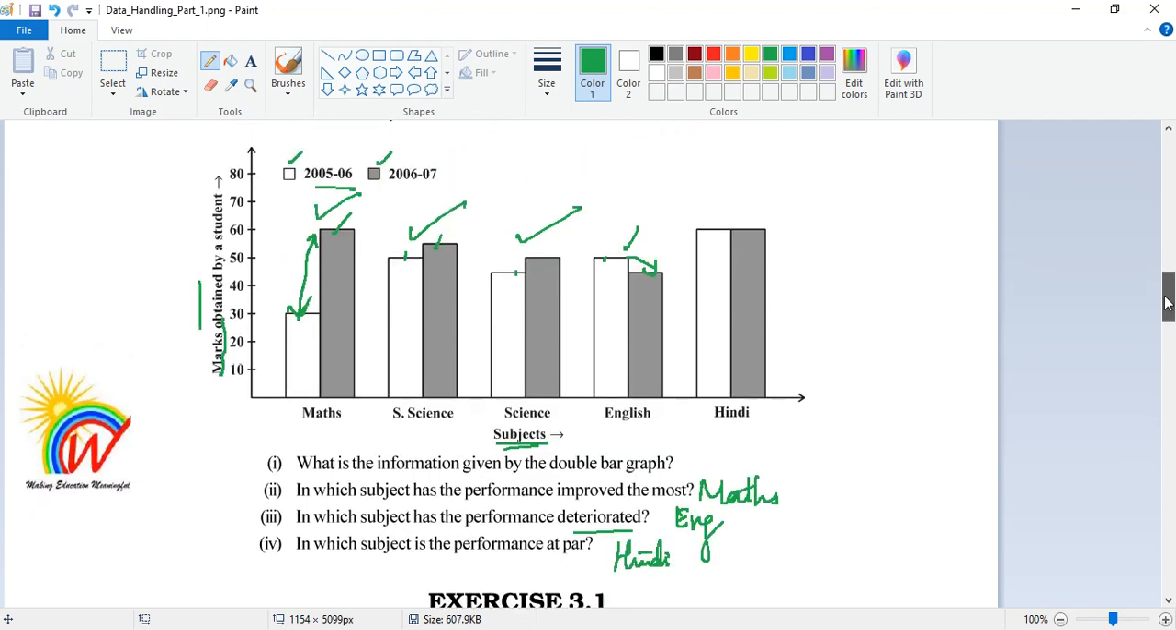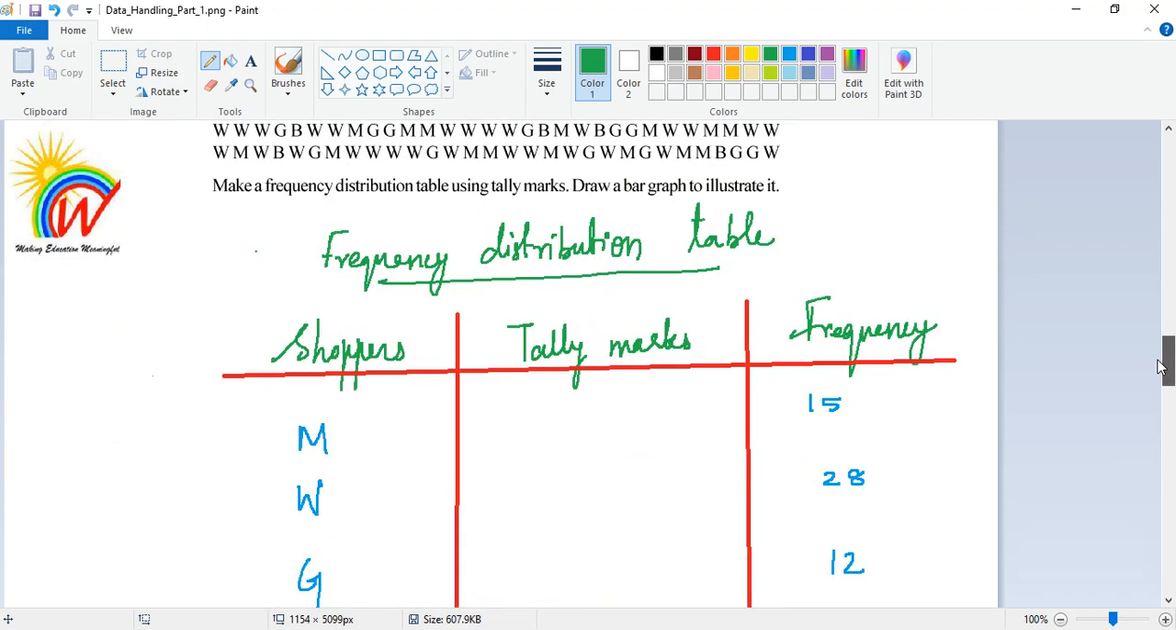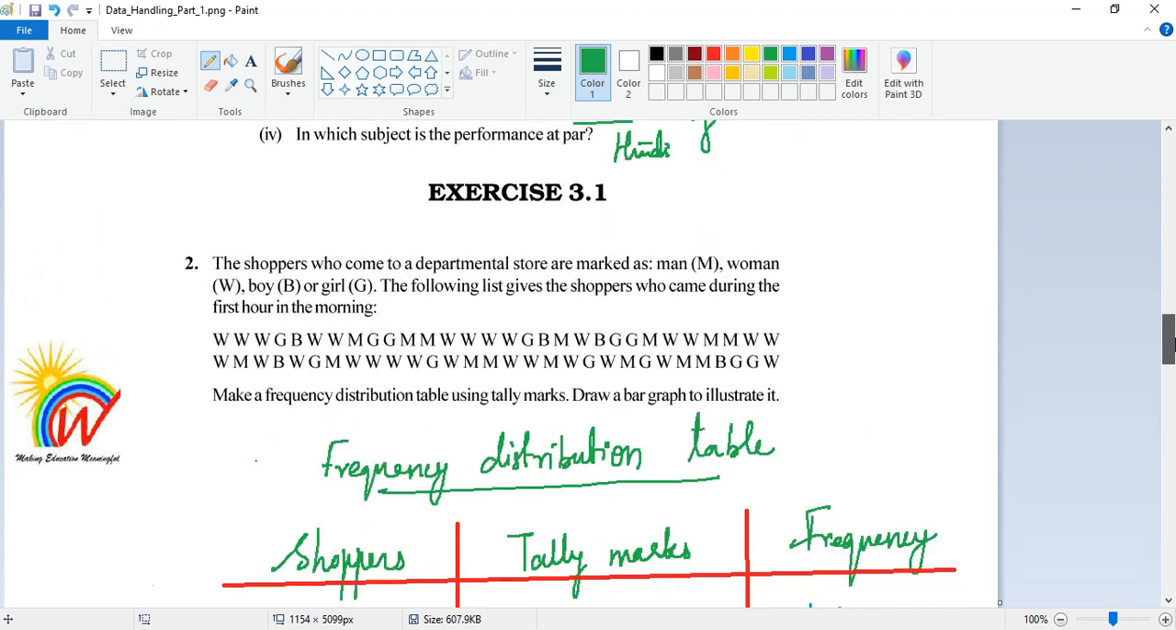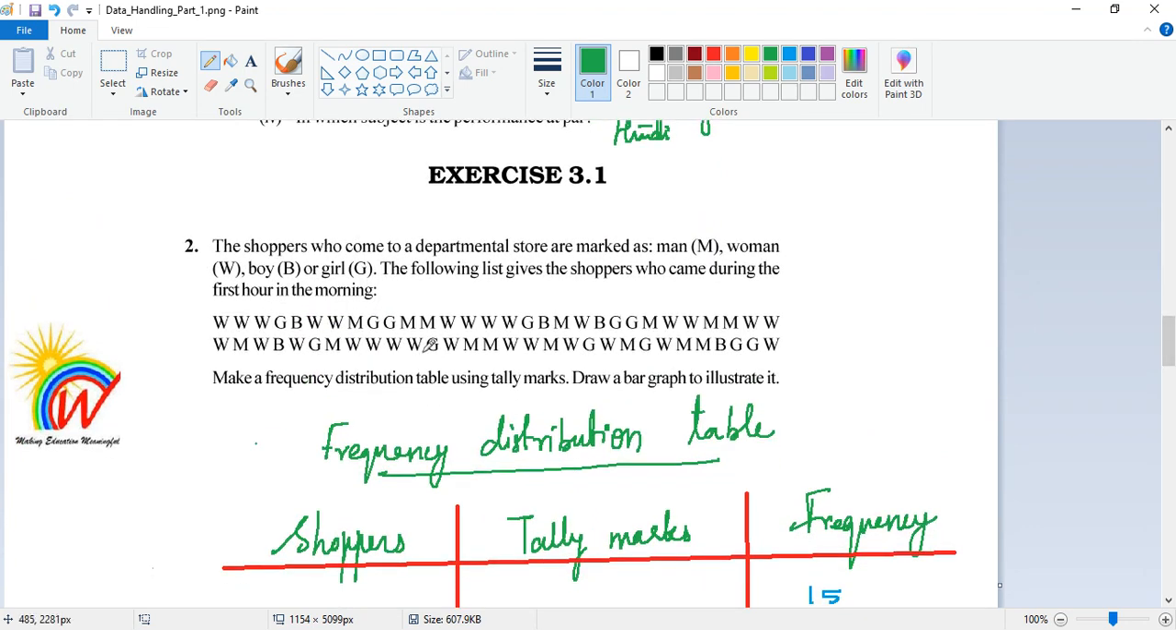So it's a very interesting and a very easy chapter. Okay, so now we'll come to exercise 3.1. So here you see in question number 2, the shoppers who come to a departmental store are marked as M for man, W for woman, B for boy and G for girl. The following list gives the shoppers who came during the first hour in the morning. So how many of them and who came, everything is being given over here.